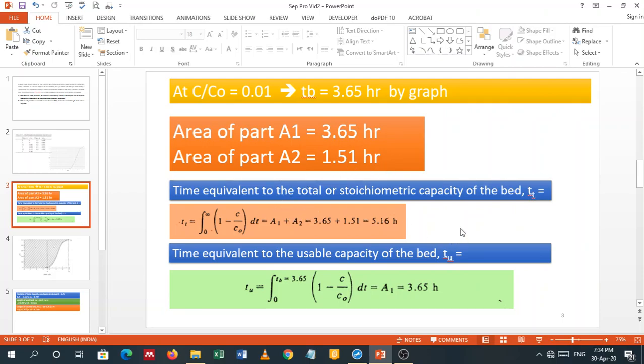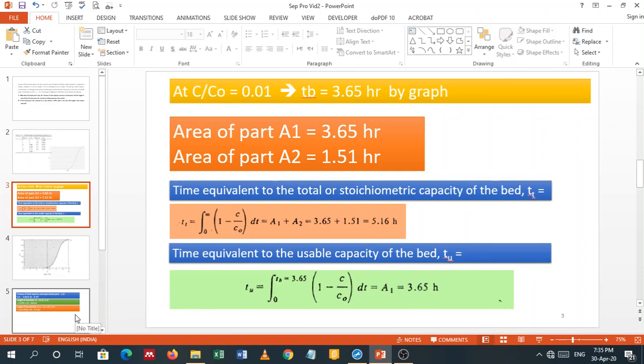Now the next important part is the time equivalent to the capacity of the bed, also called the total capacity of the bed or the stoichiometric capacity of the bed, TT. This can be calculated simply by adding the areas A1 and A2, which is equivalent to 5.16 hours. It's a very simple one. Next, the time equivalent to the usable capacity of the bed, TU, can be calculated simply with area A1, which is nothing but 3.65 hours. So these two values are calculated, TT and TU.